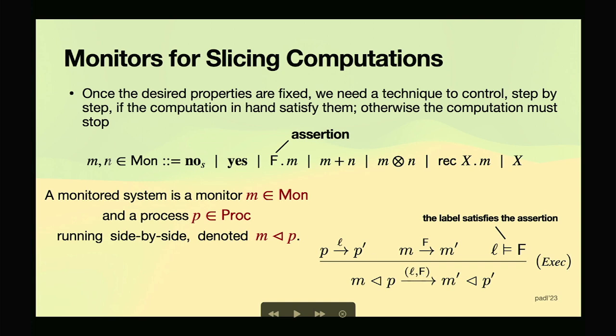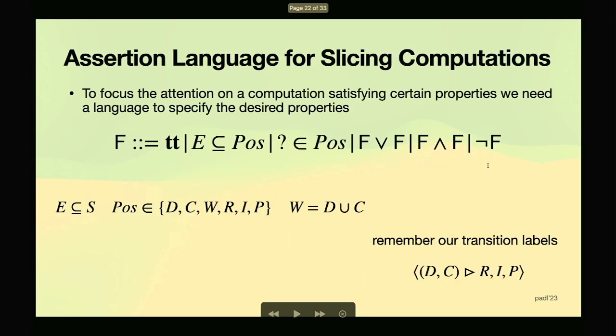And this is the syntax of the monitor. So when the monitor reaches the action no, the computation stops. And here you have no more action, but assertion. So you have the assertion that your process must satisfy. And then the monitor can have a non-deterministic operator, and also of course the parallel operator, and also the recursive operator.